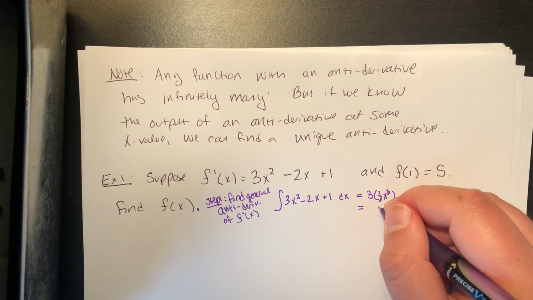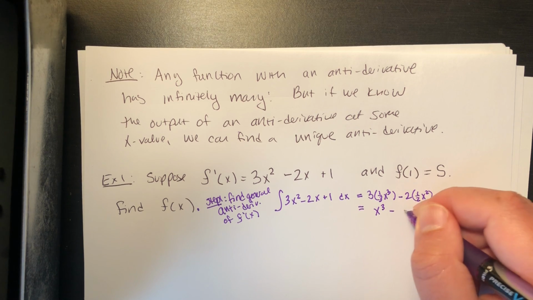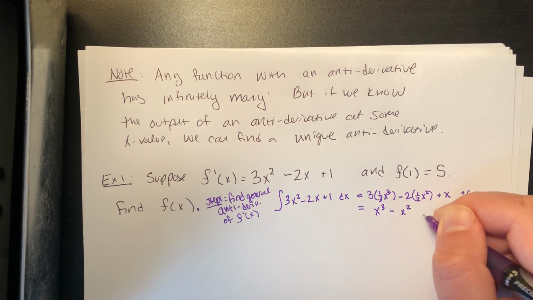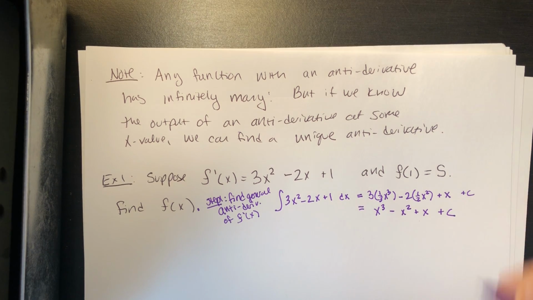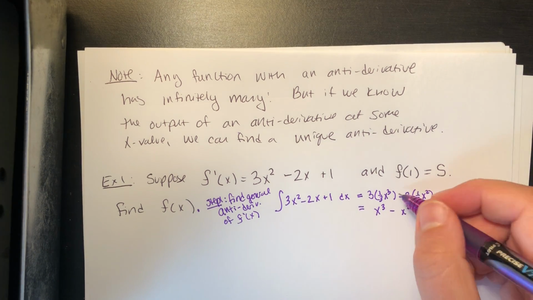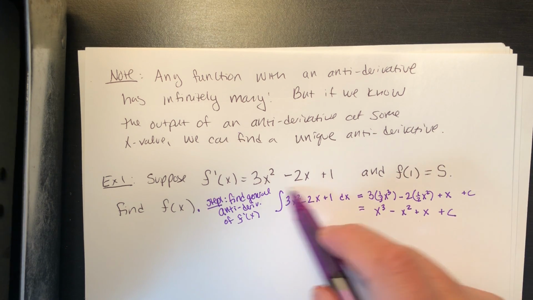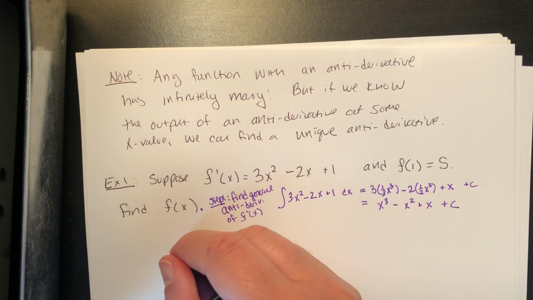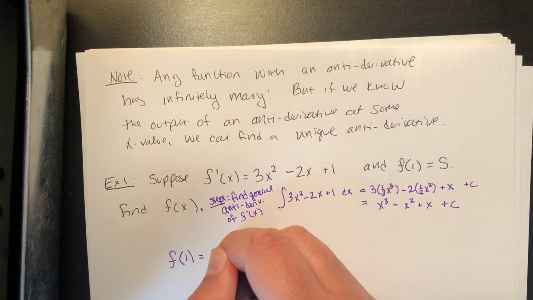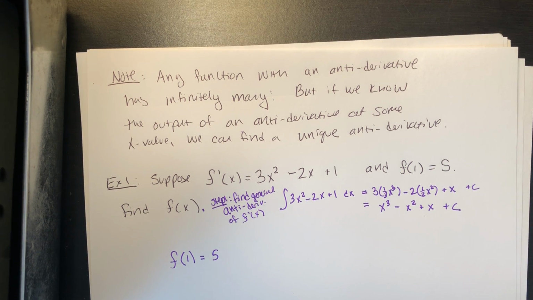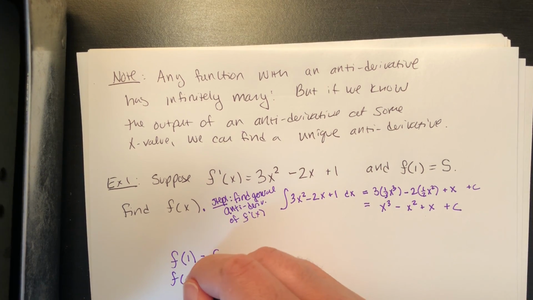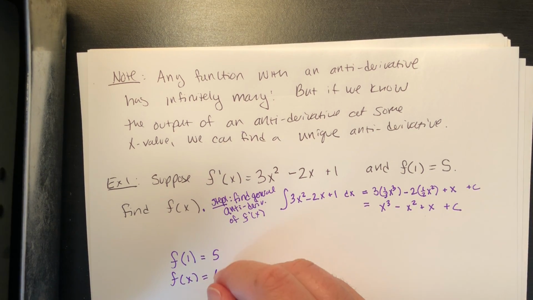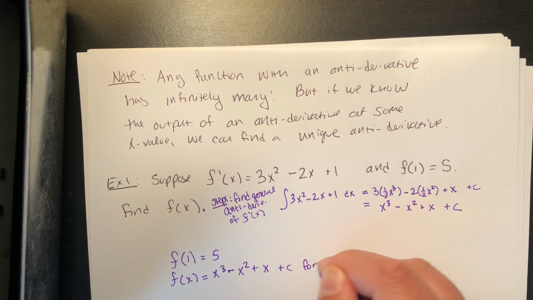Simplifying this, 3 times a third is just 1x cubed, minus 2 times a half is just 1x squared, and then plus x plus c. So here's our general antiderivative of f prime of x. We want to figure out what exactly this c value is. So what do we know? Well, we know that f of 1 is equal to 5. And we know that in general, f of x, the antiderivative, is equal to x cubed minus x squared plus x plus c for some c.